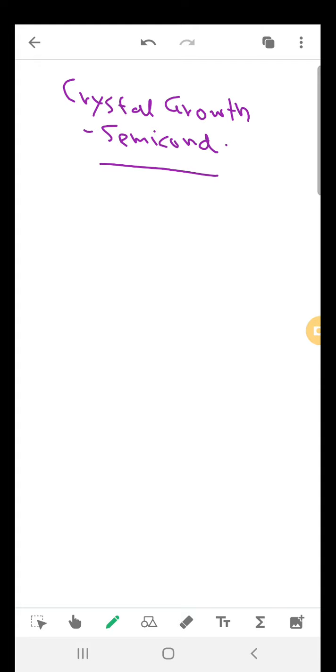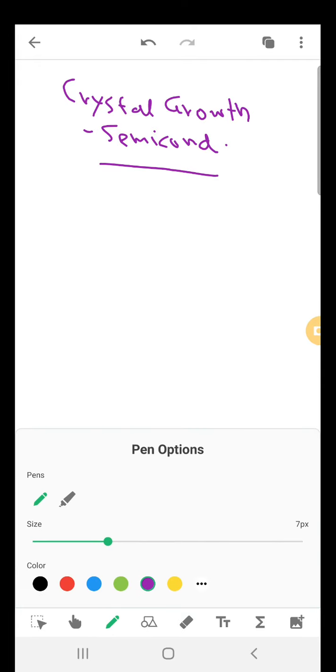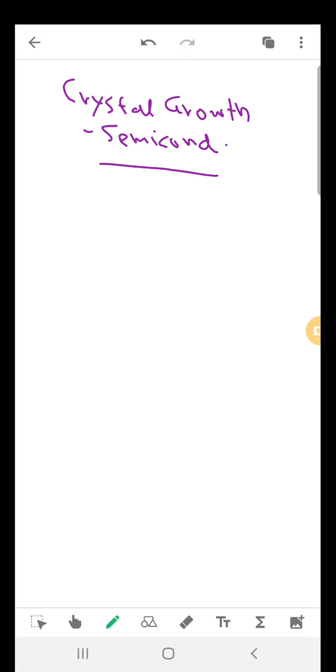Hello students, in this lecture we will discuss crystal growth in semiconductors. An important difference between the growth of elemental and compound semiconductors is the difficulty in maintaining the stoichiometry.